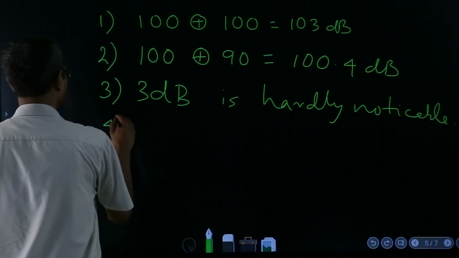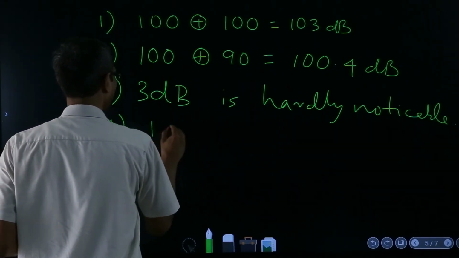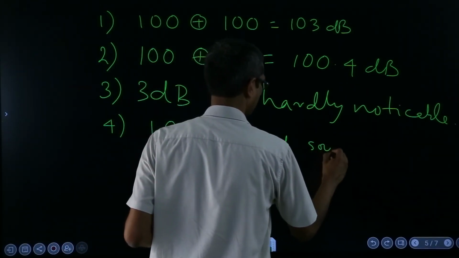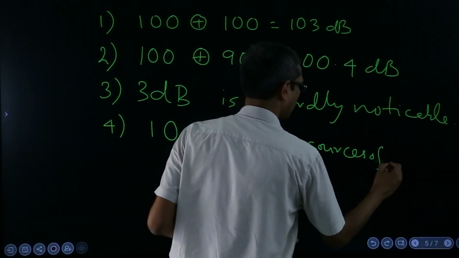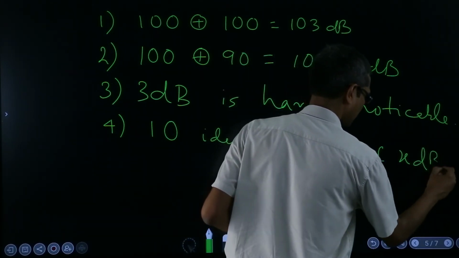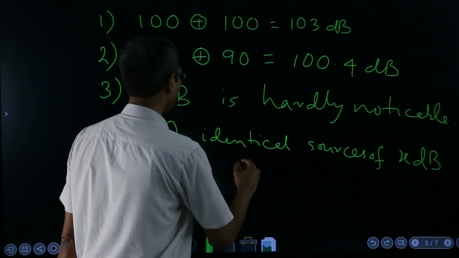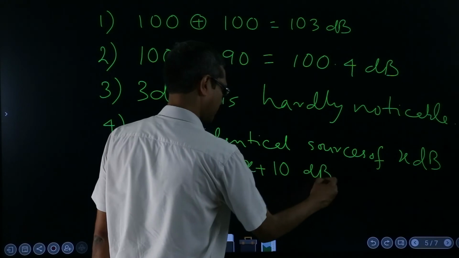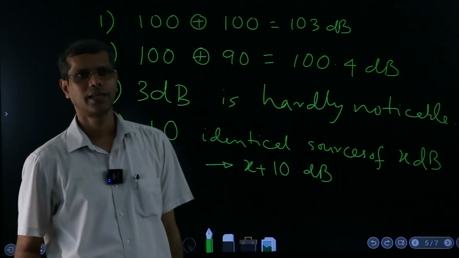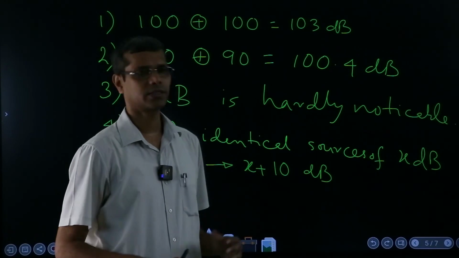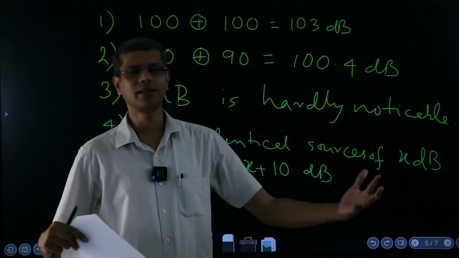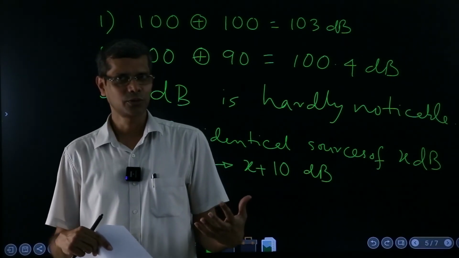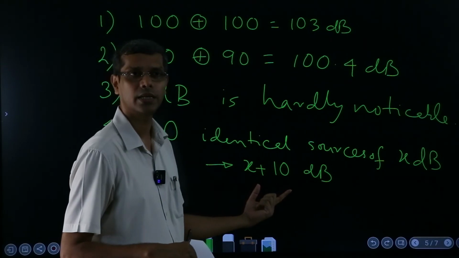And one more interesting fact is, if you have 10 identical sources of x dB each, then you will have a sound pressure level of x plus 10 dB. For example, in orchestras, they have say 10 violinists, each one producing say 60 dB. Together they will produce 70 dB sound.